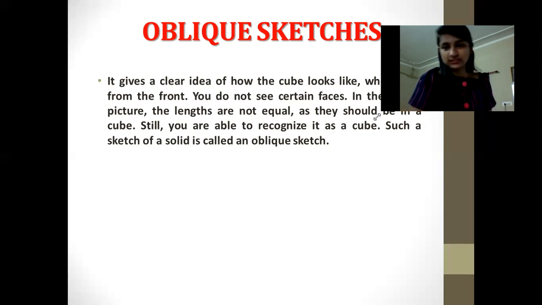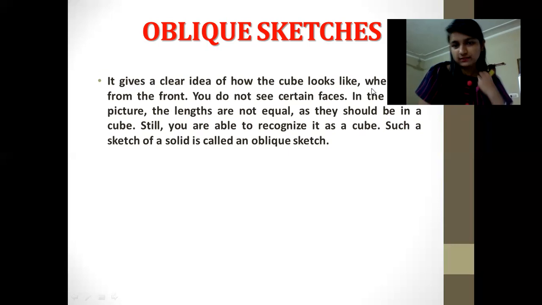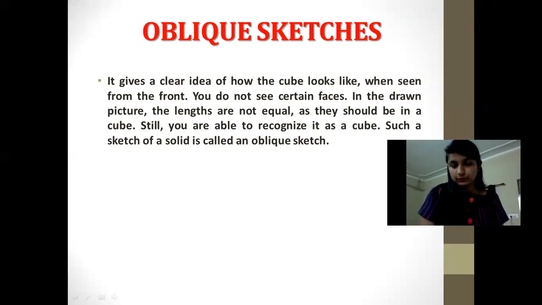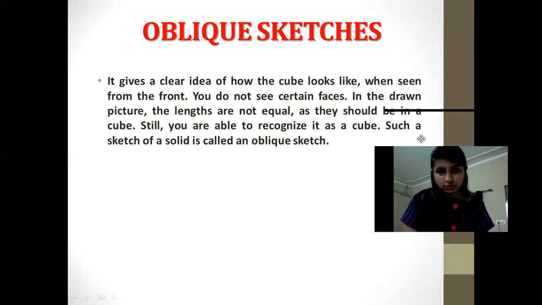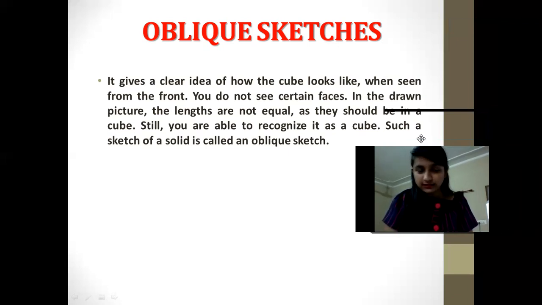That is an oblique sketch. We could make a sketch for any solid shape. As it is written over here, it gives a clear idea of how a cube looks. So it is giving an idea of how a cube looks when seen from the front. You do not necessarily make the faces as they are in the drawn picture. The lengths are not equal, as they should be in a cube. Still, you are able to recognize it as a cube. Such a sketch of a solid is called an oblique sketch.